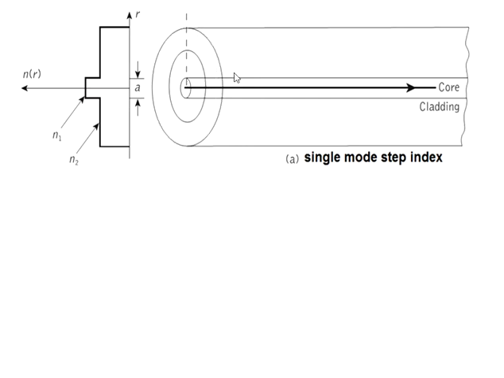The core diameter is made so small that only one mode can propagate through the fiber. So that's why this fiber is called a single mode fiber.